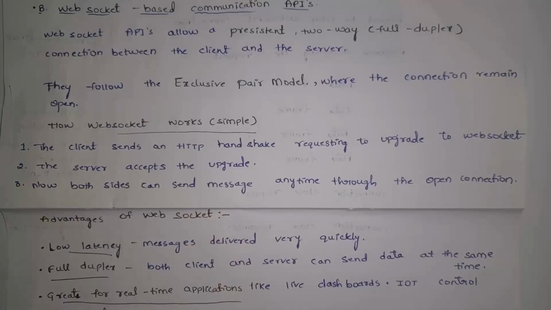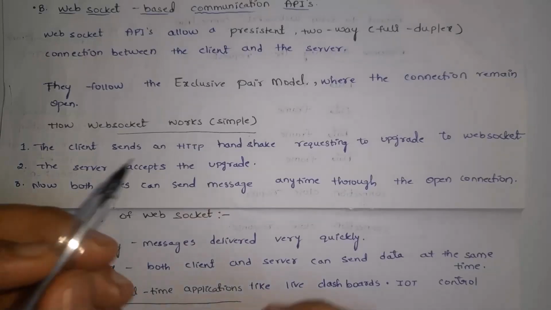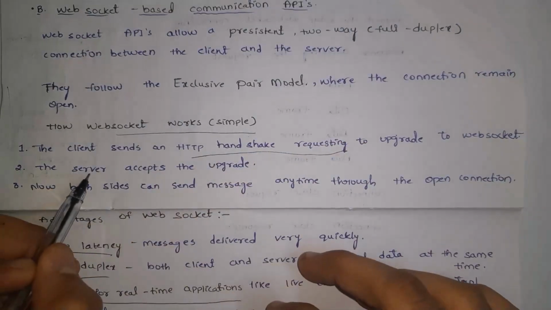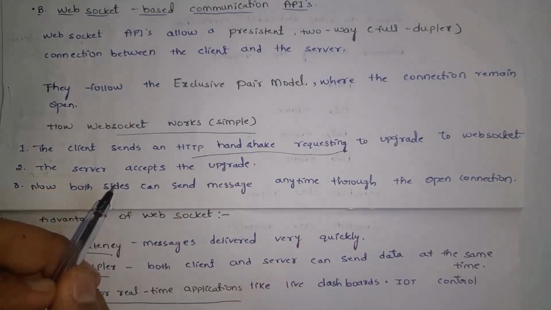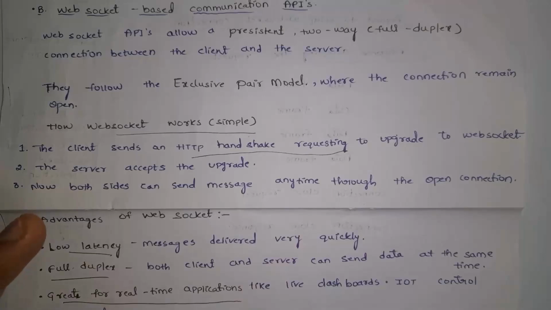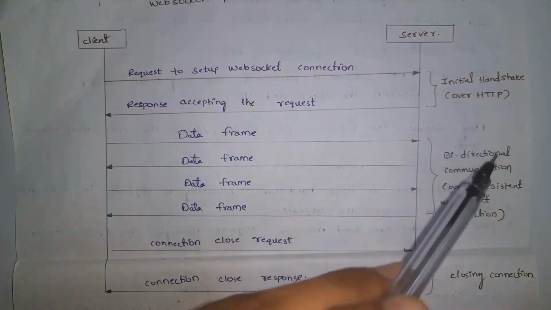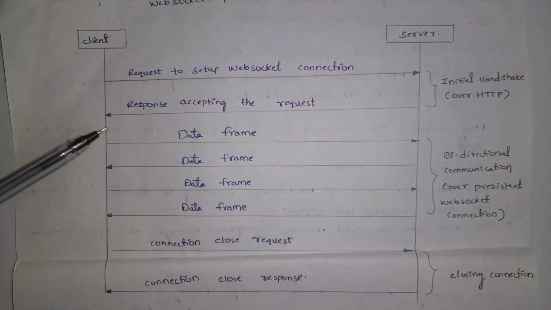Whenever the client wants communication with the server, the client will send an HTTP handshake request in order to upgrade to WebSocket. If the server is ready, then the server will accept this upgrade request. Once the server accepts the upgrade request, the client and server can communicate with each other. This is the diagram. The client will send an upgrade request in order to establish a connection. If the server is ready, the server will accept that upgrade request. Now the client and server can communicate with each other by sending data frames.